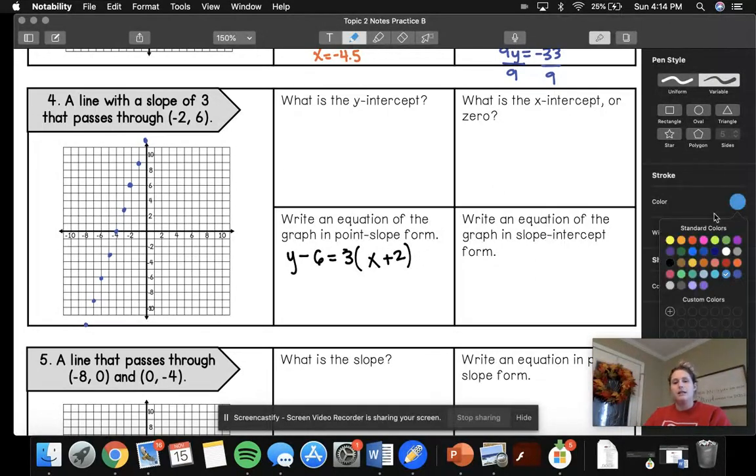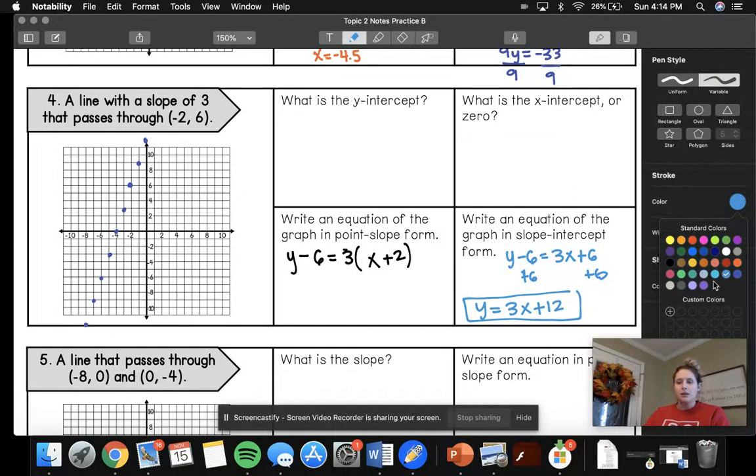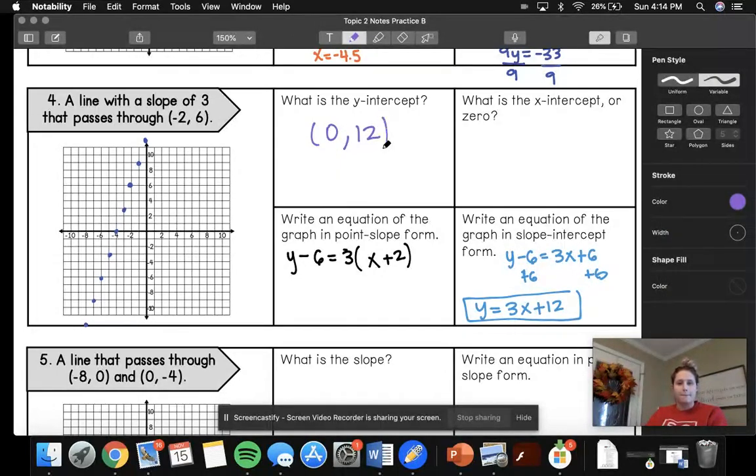Okay. Now it's asking us what the y-intercept and x-intercept is. I can see the x-intercept. I'm going to go ahead and put in slope-intercept first. So I'm first going to distribute. 3 times x plus 2 would become 3x plus 6. And then I'm going to add 6. And I get y equals 3x plus 12. Okay. All right, so what is the y-intercept? Looks like it is 12. I can see that from the graph. I can also see it in slope-intercept form. Okay. What is the x-intercept?